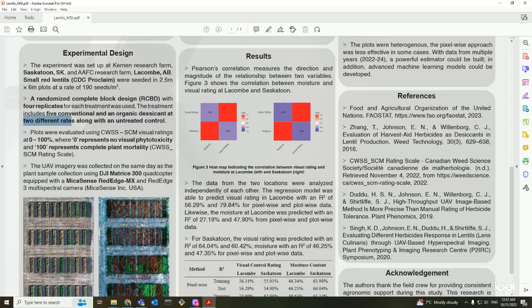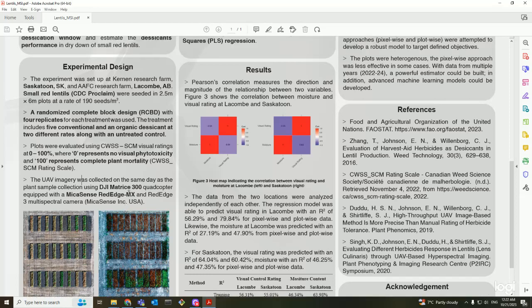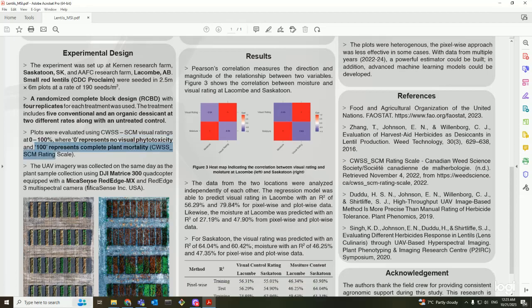We collected images using the MicaSense RedEdge-MX camera, which was connected to a DJI Matrice 300 quadcopter. After our UAV image acquisition, we had an expert walk through the plots and give a visual rating of 0 to 100%, where 0 represents no phytotoxicity, and 100% represents complete plant mortality.